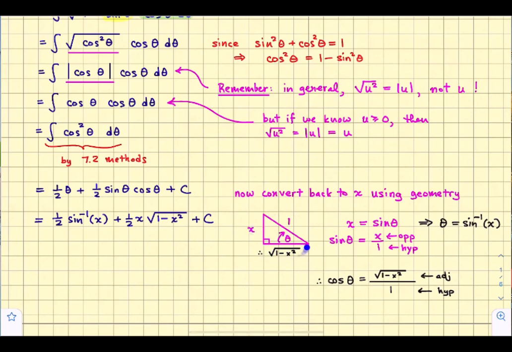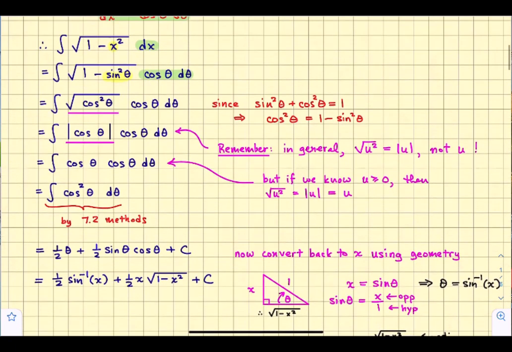Once we have the triangle filled out, we can then deduce the values of the parts that are resulting in this integral. So we need to know what theta is. Well, if x is sine theta, then theta is the sine inverse of x. We have that here. Sine of theta, we just read off the triangle as the opposite over the hypotenuse, so that's just x. The cosine of theta is the adjacent over the hypotenuse, so that's the square root of 1 minus x squared over 1, or just the square root of 1 minus x squared plus our constant.